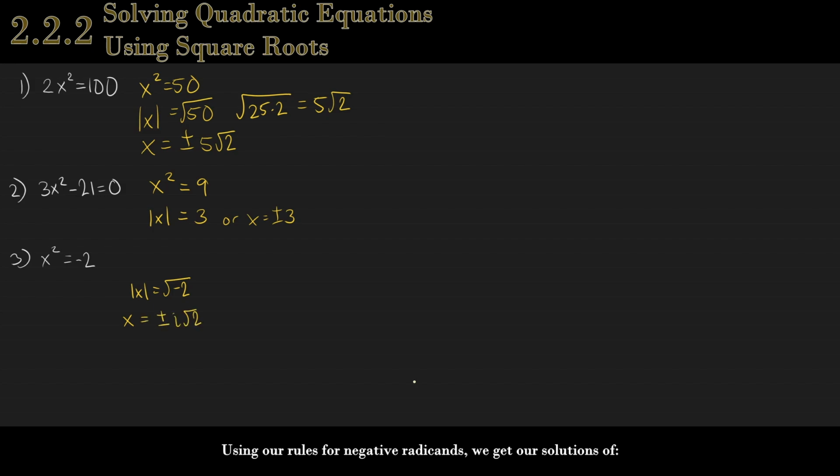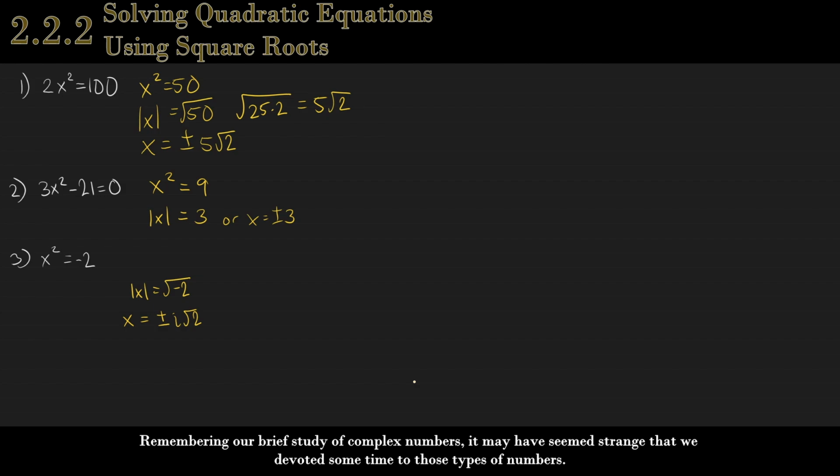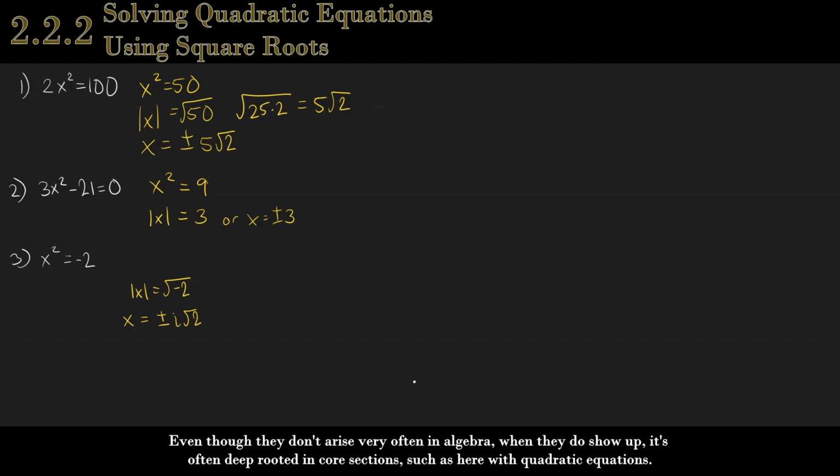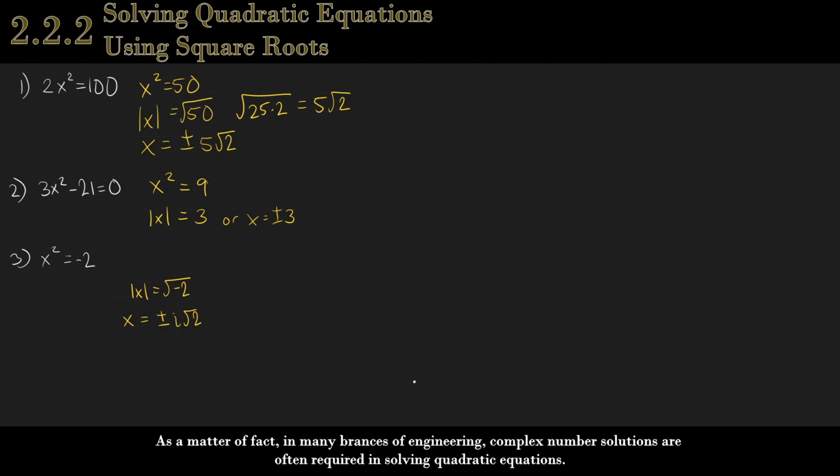Remembering our brief study of complex numbers, it may have seemed strange that we devoted some time to those types of numbers. Even though they don't arise very often in algebra, when they do show up, it's often deep-rooted in core sections, such as here with quadratic equations. As a matter of fact, in many branches of engineering, complex number solutions are often required in solving quadratic equations.